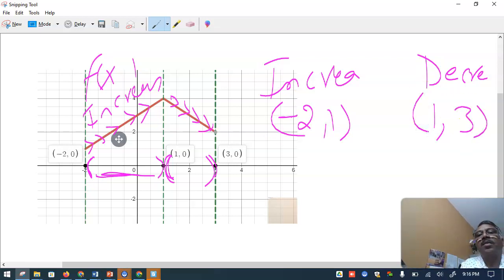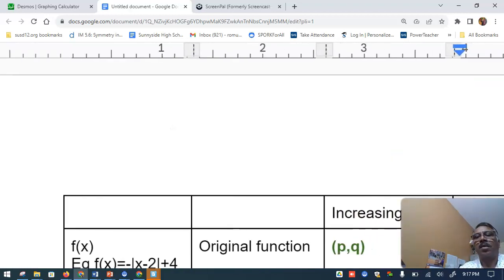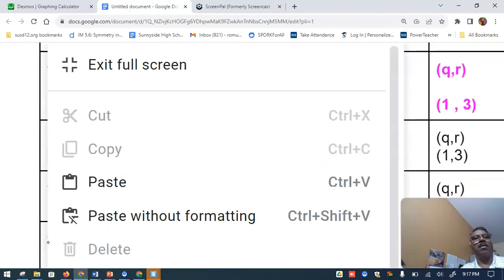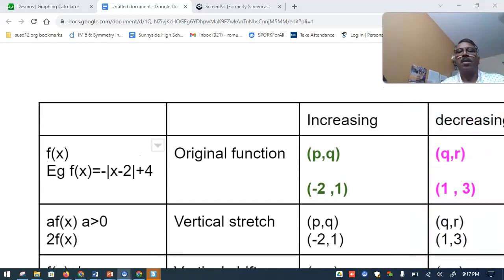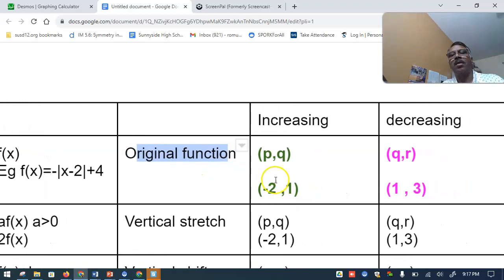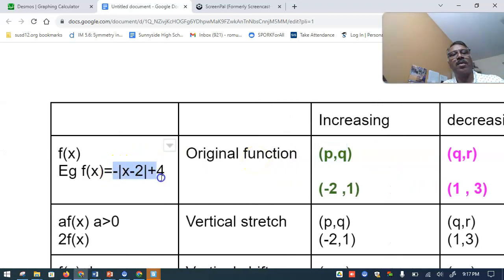So we want to know, each time, a new transposition. I made a table here. Here is the first column. I made a table for f of x, the original function, and you can clearly see it is increasing from -2 to 1 and decreasing from 1 to 3, right? So I'm creating a formula. Let's use P to Q and Q to R. This is the same function that we have graphed.